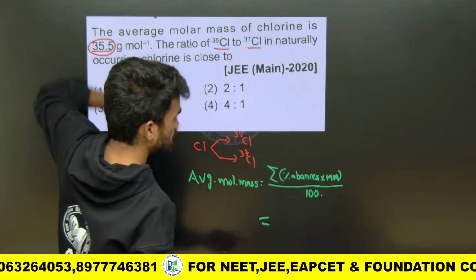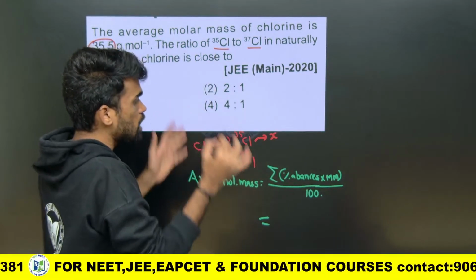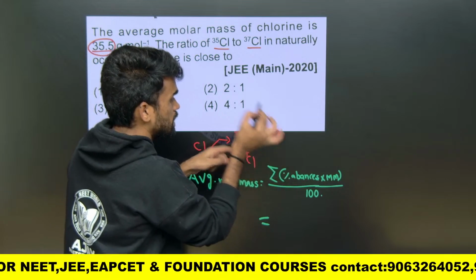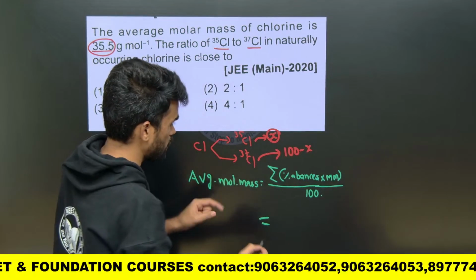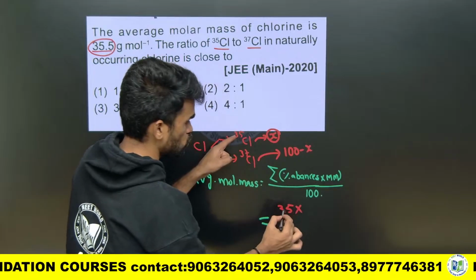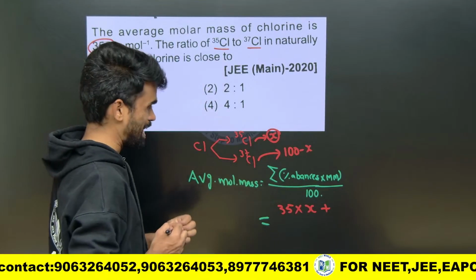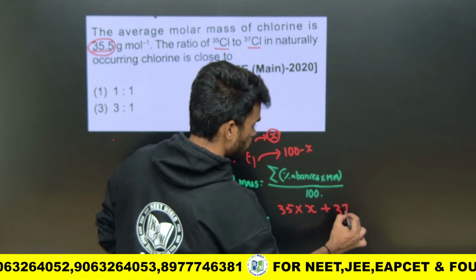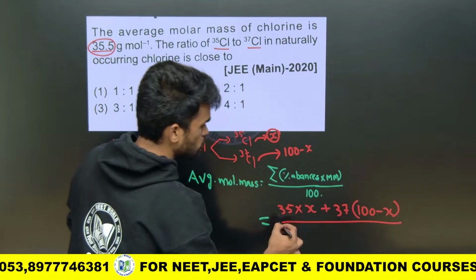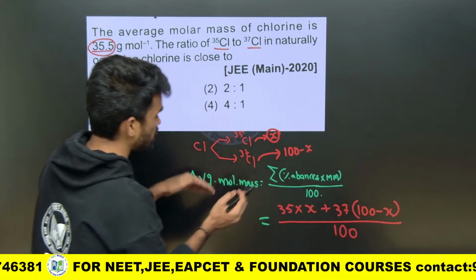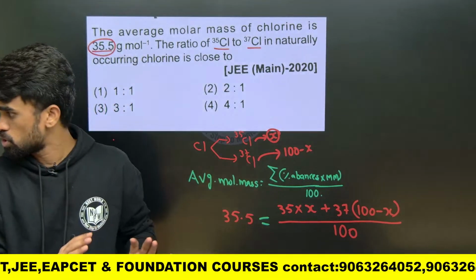See, let us say the percentage abundance for Cl35 is X. Out of 100, Cl35 exists as X percent, and for Cl37 this will be 100 minus X. So here I am taking 35 for this isotope into its abundance X. We need to find this X value. Plus 37, the other isotope, and its percentage abundance is 100 minus X. So the total abundance you can take as 100 percent. The average molar mass given is 35.5. You need to substitute these in the given formula.